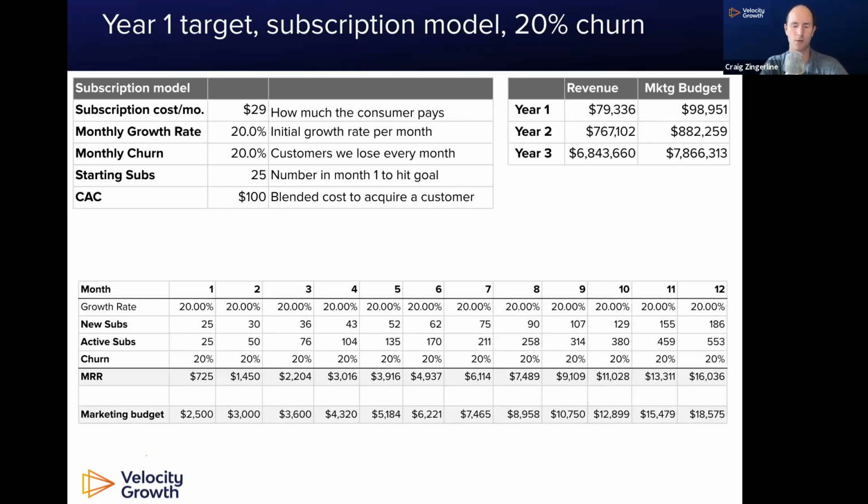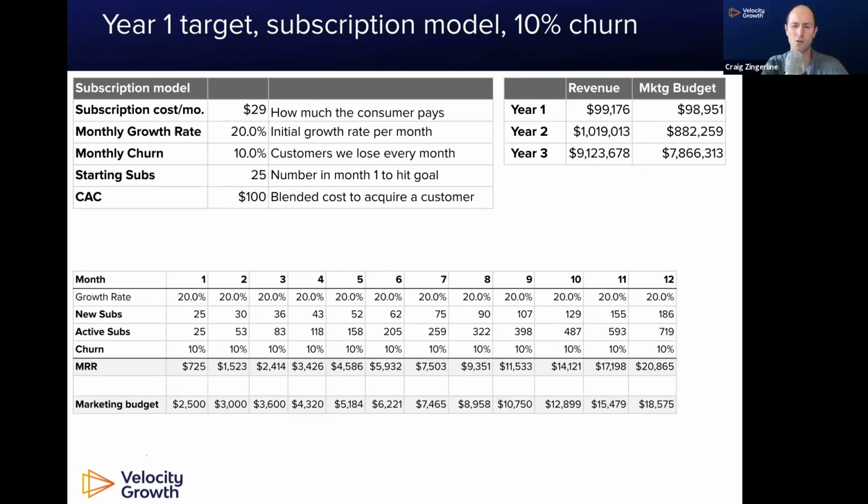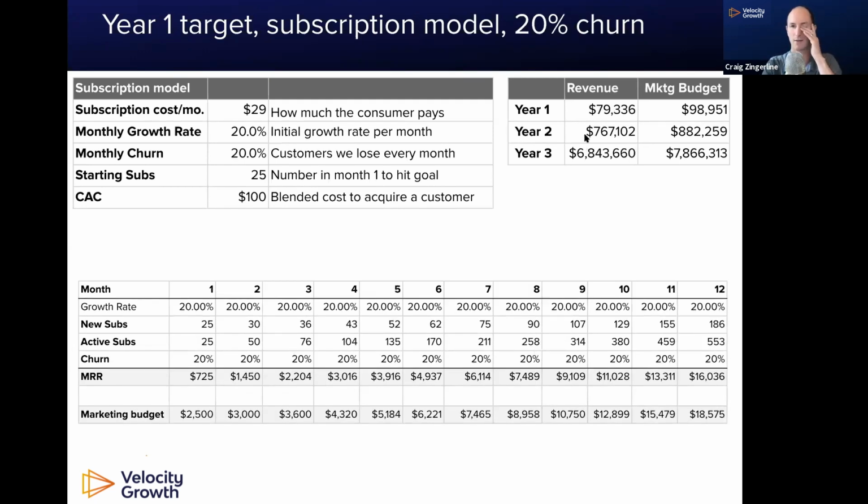Now here's 20% churn. So notice what happens. The revenue, look at this box right here, this year 1, 99,176, all of a sudden down to 79,336. But the problem gets worse over time. So the problem with churn, it's a sneaky problem, because high churn in months 1 or 2, it happens. Like, we need to figure these things out. You put your product out there.